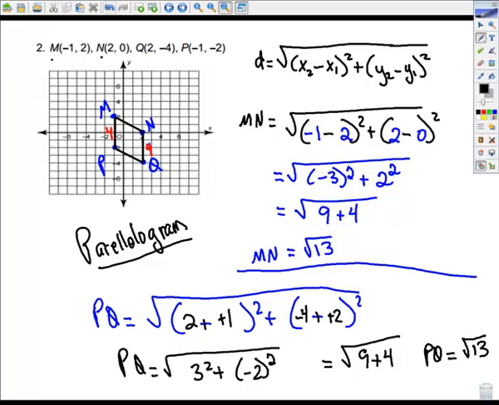I spelled parallelogram wrong. Ugh, goodness. Just because I'm a math teacher doesn't mean I shouldn't know how to spell. So let's spell this right. Parallelogram. Please make sure that you fix that spelling on yours.